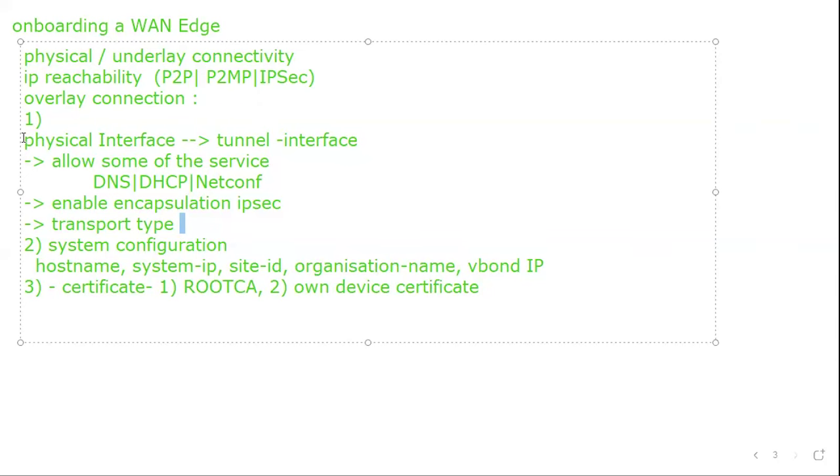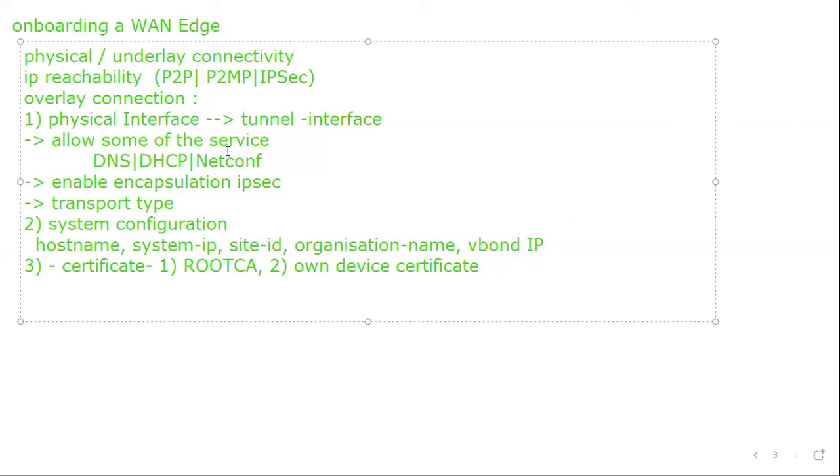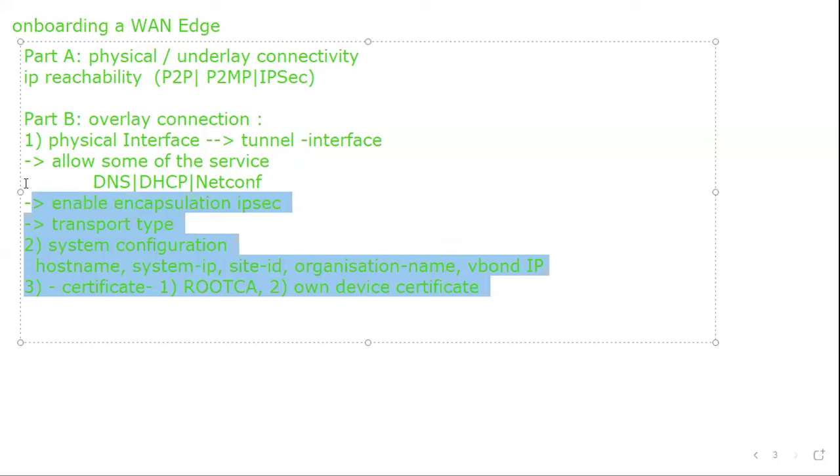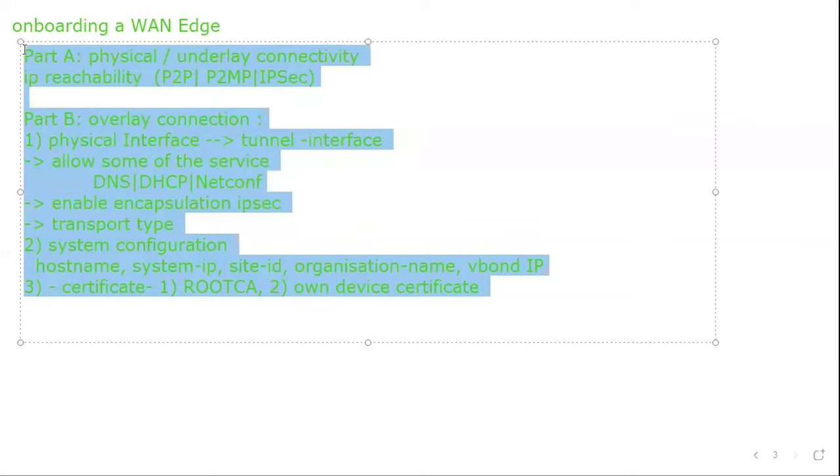To onboard a vEdge, the first thing I told you was the physical or underlay connection, which I can call part A. And then part B is the overlay connection. And for the overlay connection, we need 3 things. That's very, very important.